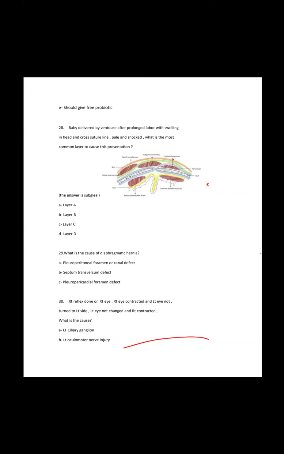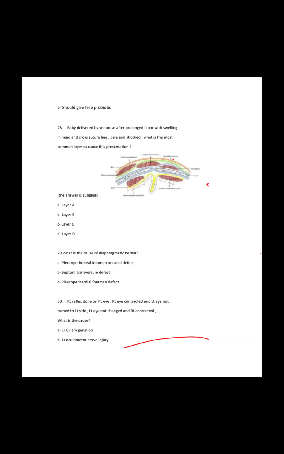Okay. Now, a baby delivered by ventouse, prolonged labor, with swelling in the head that crossed the line, pale and shocked. So pale and shocked means which layer? The layer would be within the aponeurosis, subgaleal. Yes, that would be it.